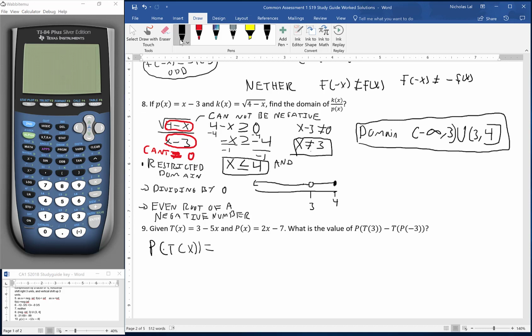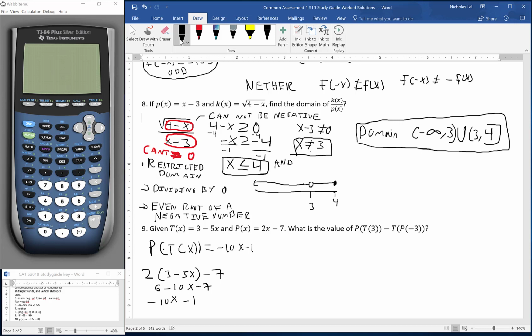So p of t of x will be 2 times (3 minus 5x) minus 7. This will become 6 minus 10x minus 7, and 6 minus 7 is negative 1. So this will become negative 10x and then negative 7 minus 1. So that's p of t of x. That's equal to negative 10x minus 1.